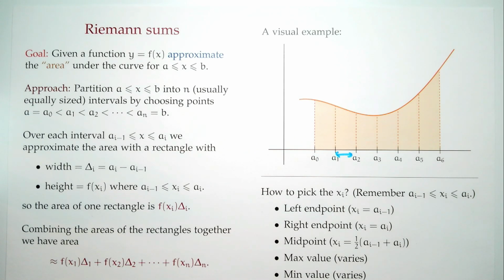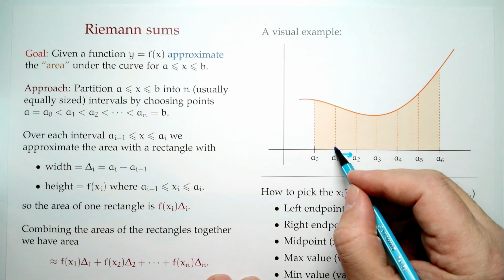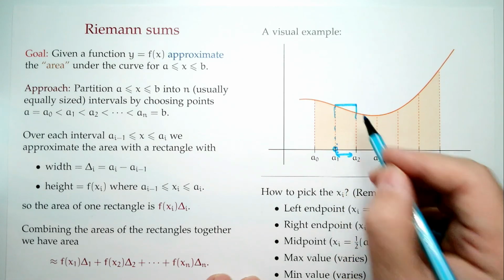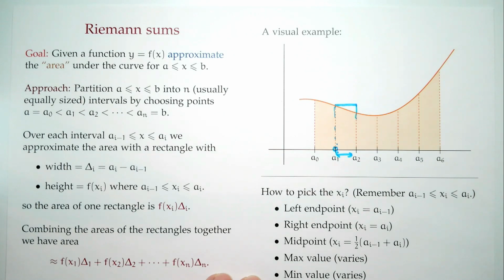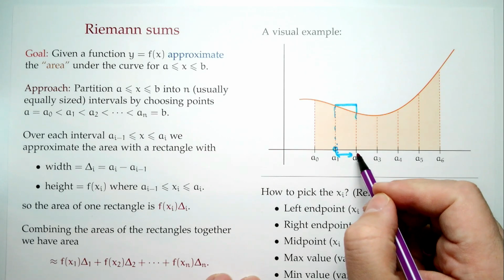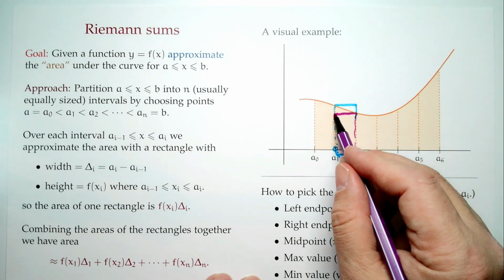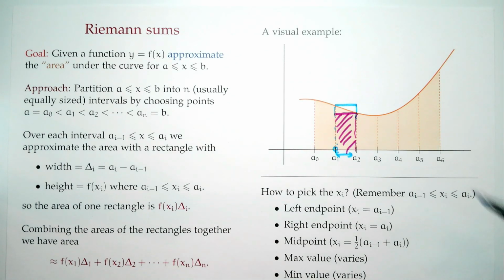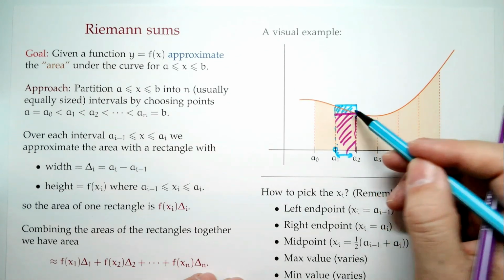So there's a couple of natural candidates. There's the left endpoint, and if you pick the left endpoint, this would be your height. You could also pick the right endpoint, and if you pick the right endpoint, that would be your a sub 2, that'll be your height. So you'll notice that there is a difference depending upon which one you pick. Like I say, there's an error.